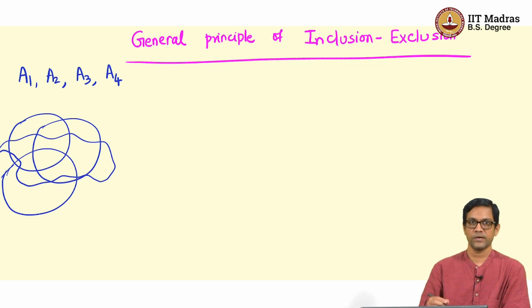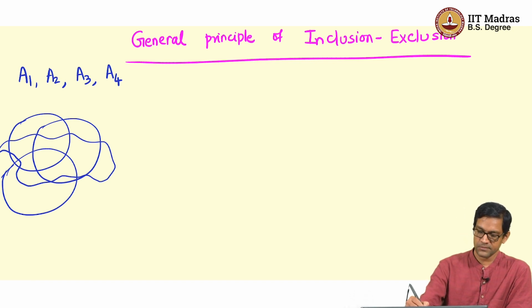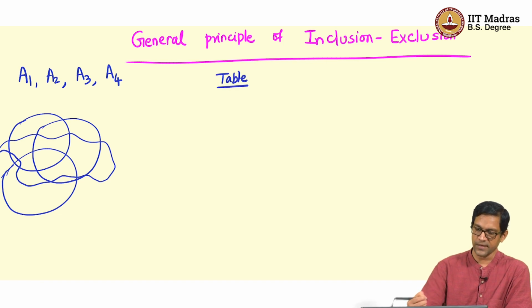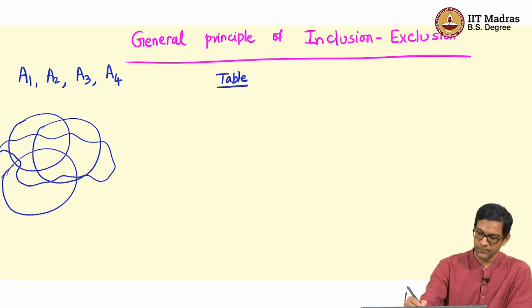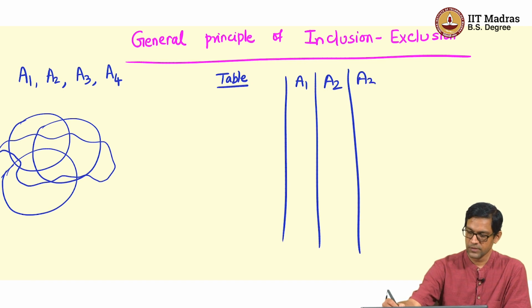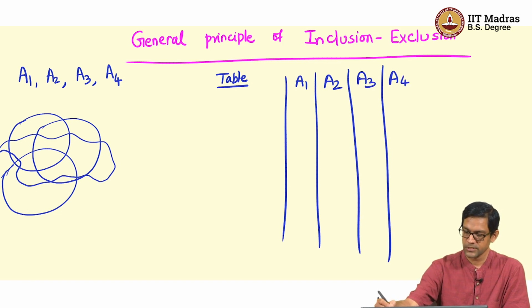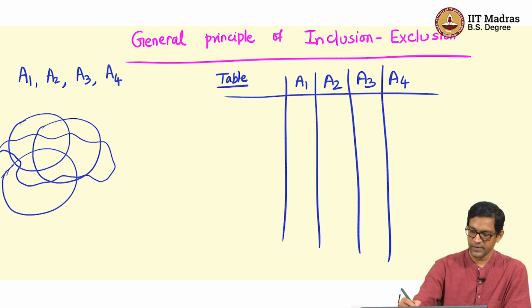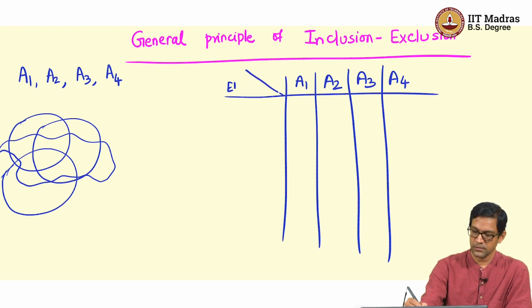So, instead of trying to do it in terms of the picture, let us do the following table. I am going to understand the various regions that I can get purely in terms of a table. So, what is this table? I am going to have 4 columns: A1, A2, A3 and A4. Those are the 4 sets. And what are the rows of my table? I am going to have 1 row for each element in my set. The elements of my set will be along the rows.